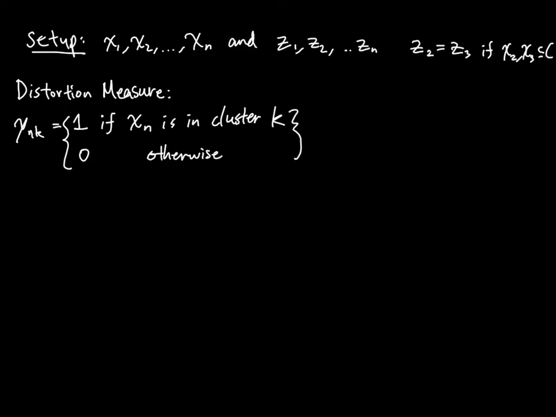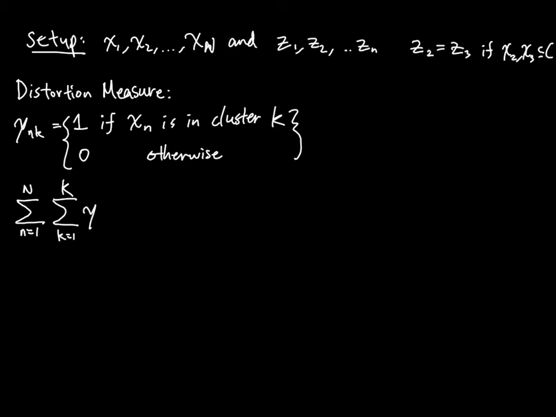Right. So this is pretty much saying which cluster the specific xn belongs to. Okay, so our distortion measurement will look like this. We sum up from n equals 1 to N, and then we're going to sum up over all the clusters, k equals 1 to K. K clusters, right? K-means.